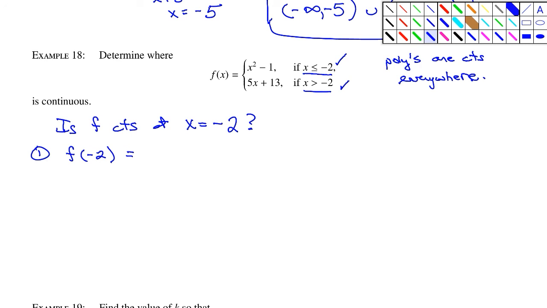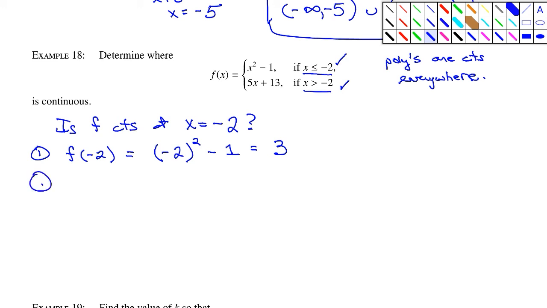Well, for a piecewise function, I plug in -2 into the piece of the function where x is allowed to be equal to -2. That's the top part in this case. So we're going to get (-2) squared minus 1, which is equal to 3. And that's the function value at -2.